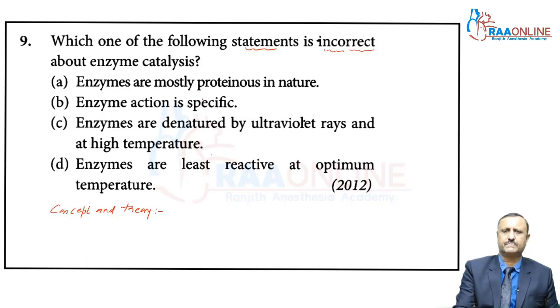A specific reaction wants specific enzymes. For example, when maltose is converted into glucose, you can use the maltase enzyme. When sucrose is converted into glucose and fructose, you can use the invertase enzyme.